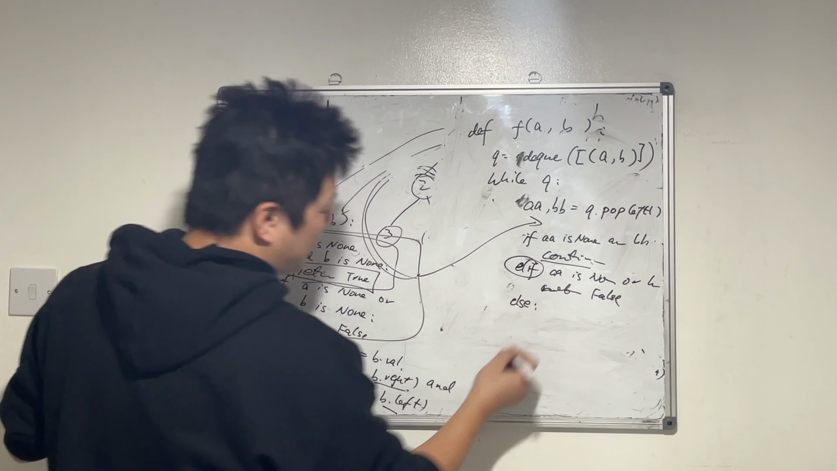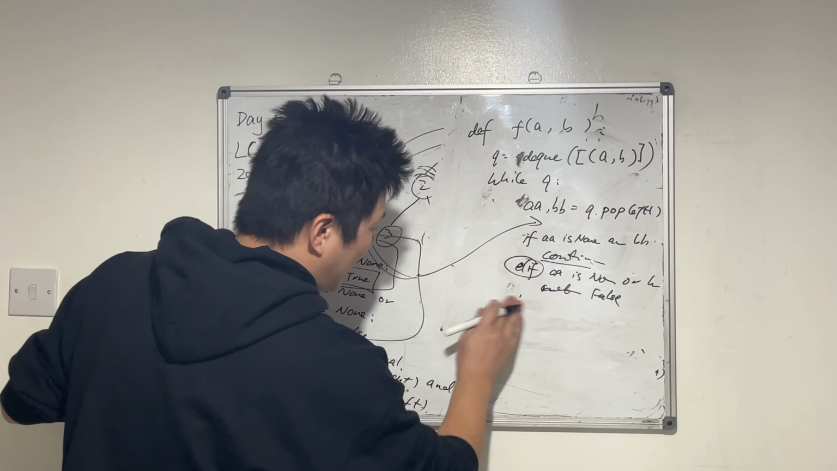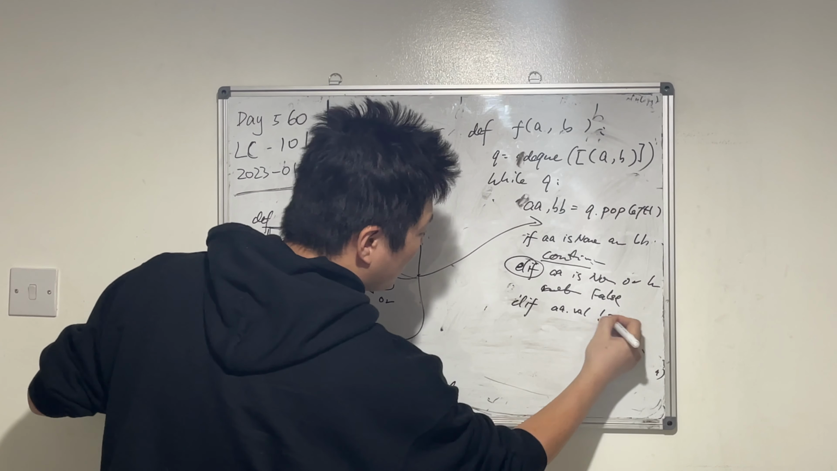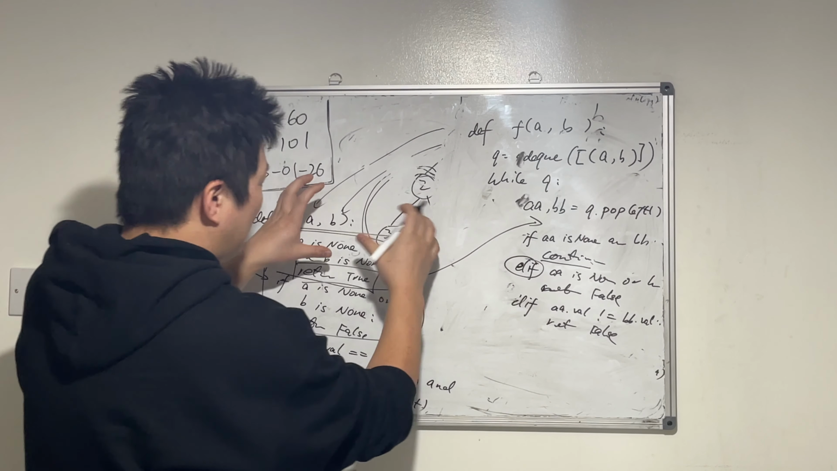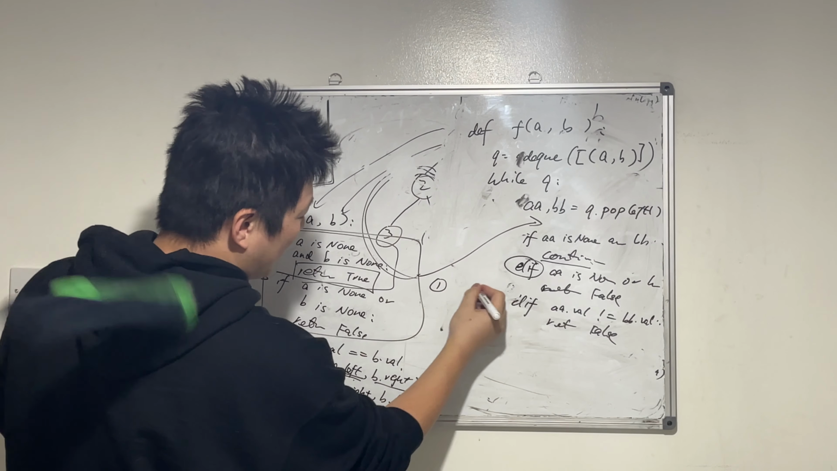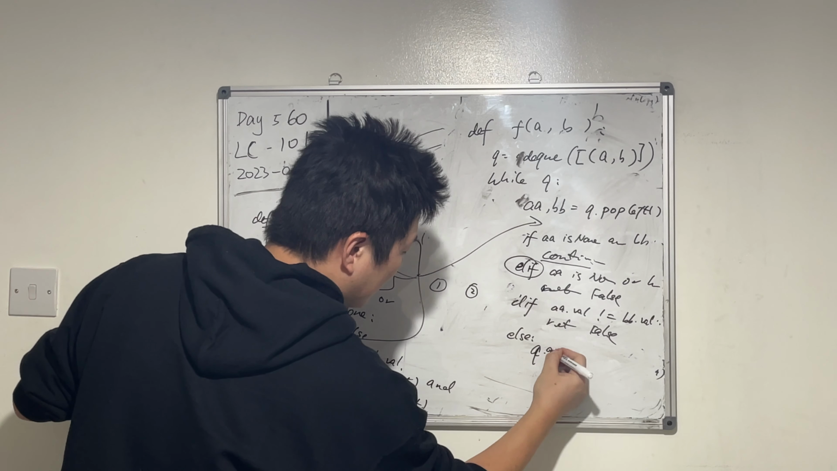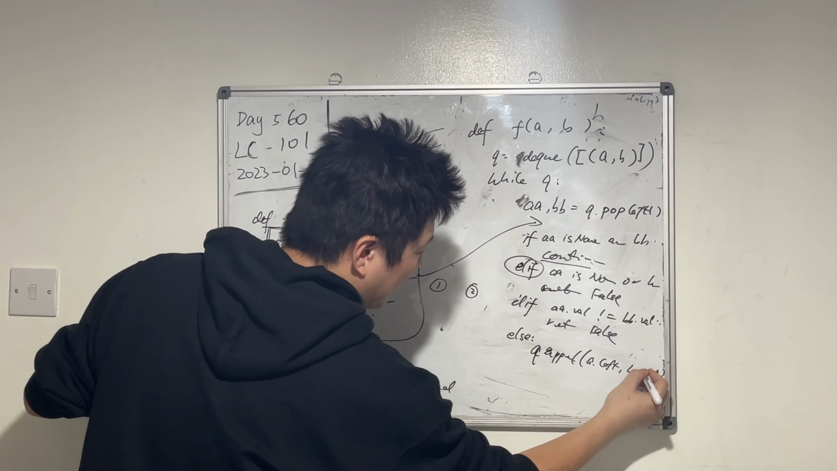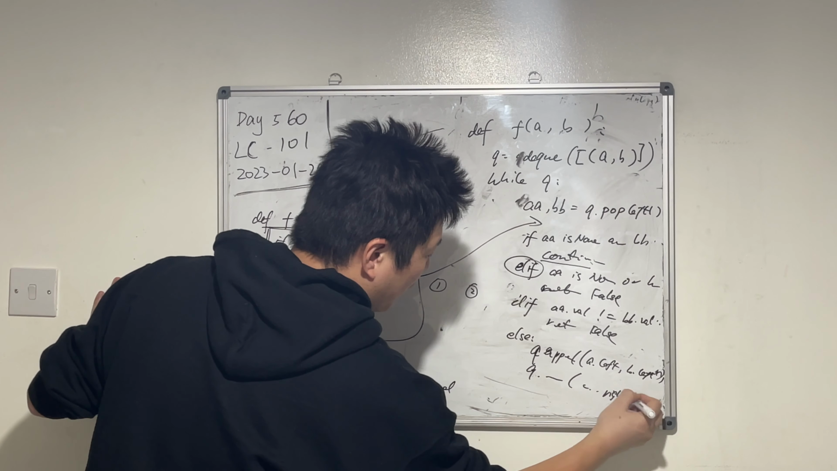Else, what do we do with it? Now we need to check. Else if AA dot value is not equal to BB dot value, then we return false, right? We found that one of the nodes does not match the other. If this here is 1 and here is 2, it's not the same. Else, we need to push it back to the queue. Q dot append A dot left, B dot left. Q dot append A dot right, B dot right.